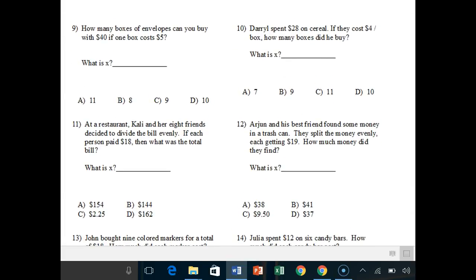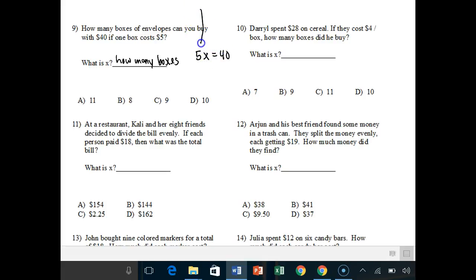How many boxes of envelopes can you buy with $40 if one box costs $5? So what are we trying to figure out? X is how many boxes. And we're trying to figure out, okay, if one box costs $5, X boxes cost $40, right? So we can say our equation is 5 times X is equal to 40.